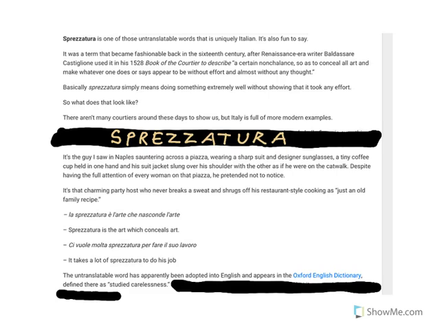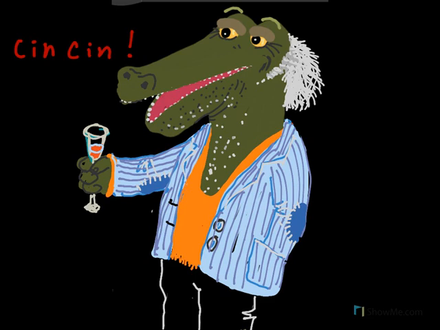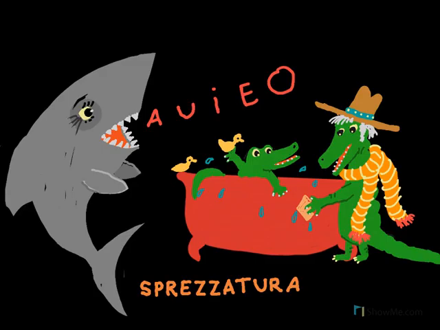If you wanted to read about it, it would be a good moment to stop the video and then you could read about the sprezzatura. The word was actually accepted into the Oxford English Dictionary, so it's part of the English language as well. Okay? All right. So then the crocodile puts on his jacket with the sprezzatura and says chin chin. Do you know that that means cheers in Italian? I think you do.